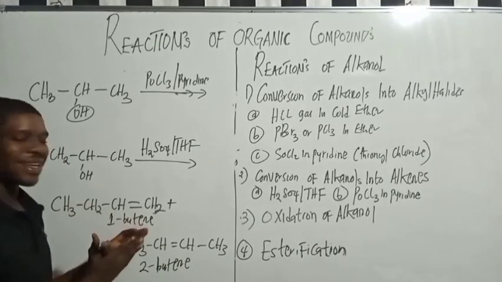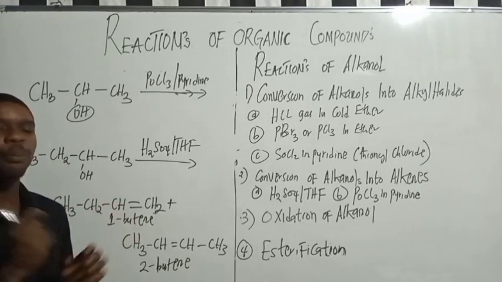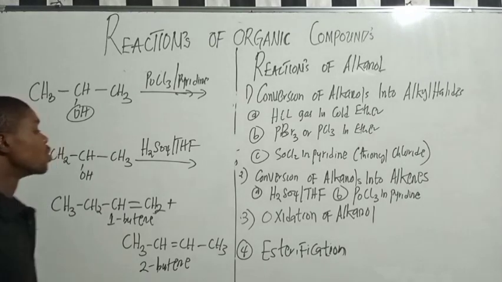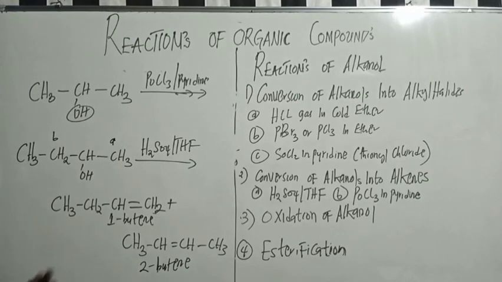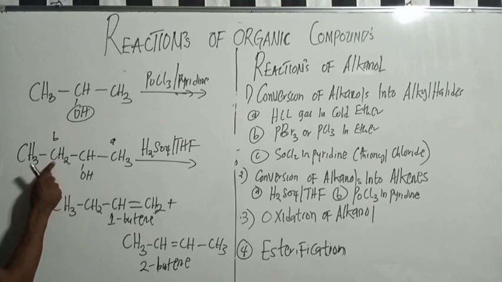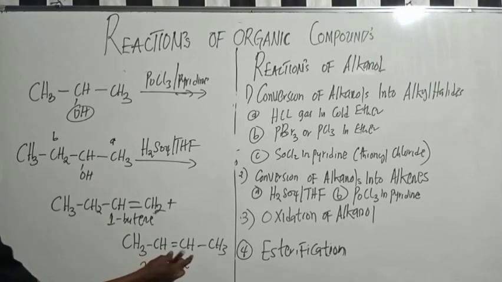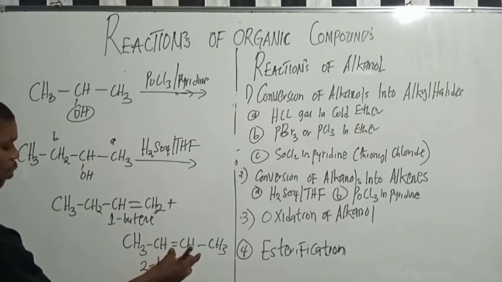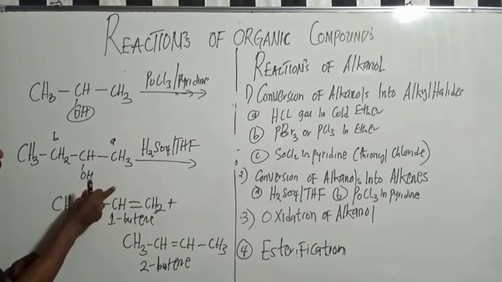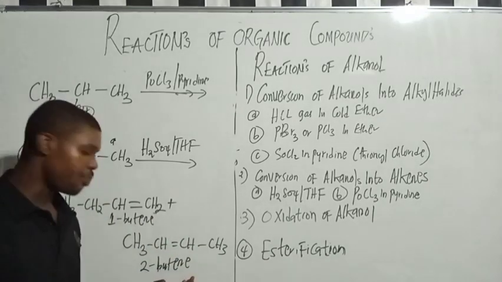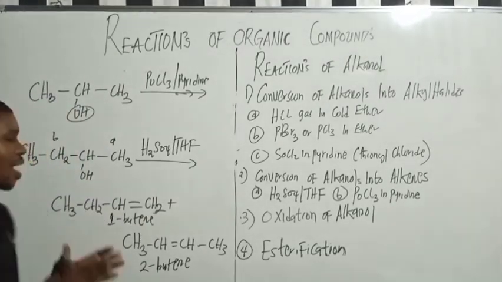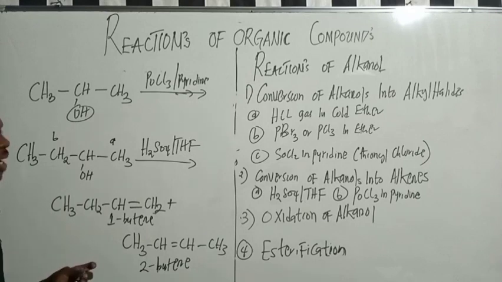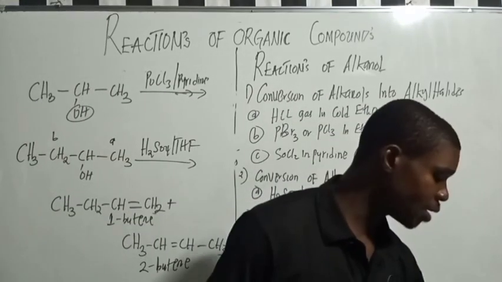So the two of them are products of the reaction, but one is the main product. So here we have A and here we have B. Which one will now be the most stable product? The one that removes hydrogen from here is the most stable product. So this is the most stable product, and this is the least stable product. So this one will be the major product, and this one the minor product. I know that you want to be careful about how to know the major product and the minor product. This is what I'm going to explain to you now.